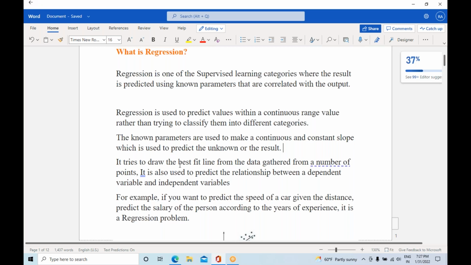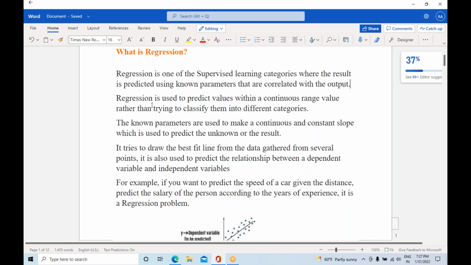Okay, it tries to draw the best fit line from the gathered data or number of points, and it is used to predict the relationship between the dependent variable and independent variable. Guys, what exactly are the dependent variable and independent variable? Tell me. Did I explain what exactly the independent and dependent variable are in the beginning classes itself?